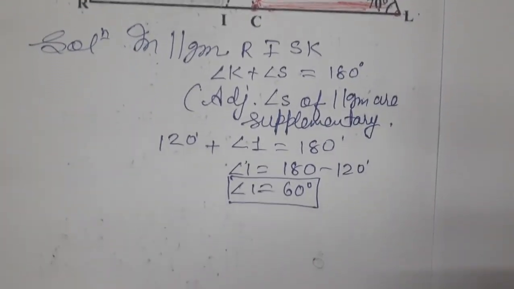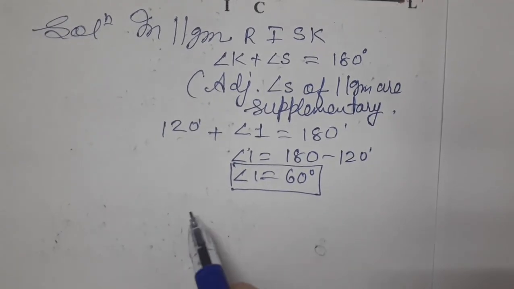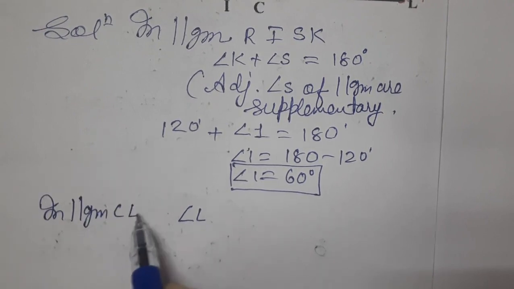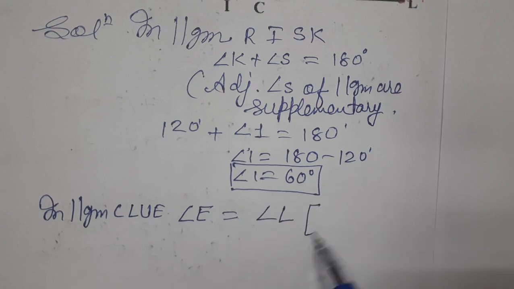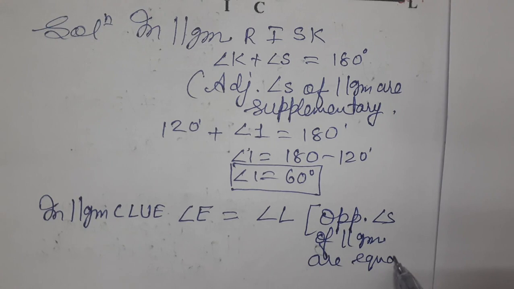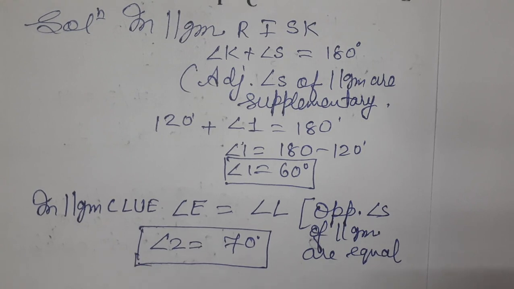So we'll write, in parallelogram CLUE, angle E equals angle L. What is the reason? Opposite angles of parallelogram are equal. Now, what is angle E, children? We have given the name angle 2. And angle L is 70 degree. So we got angle 2, 70 degree.